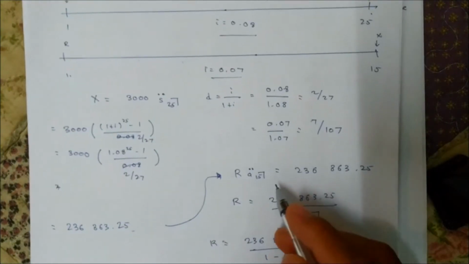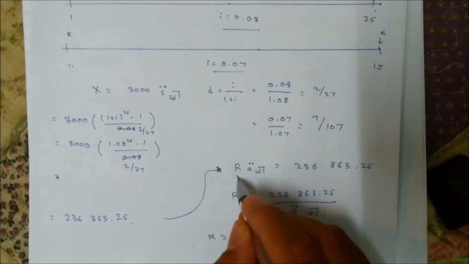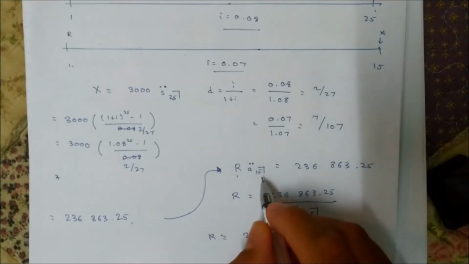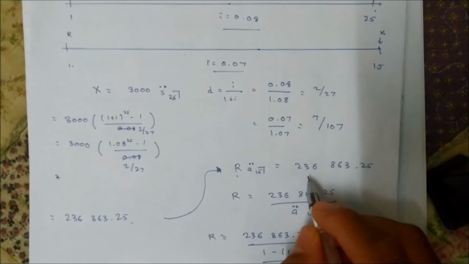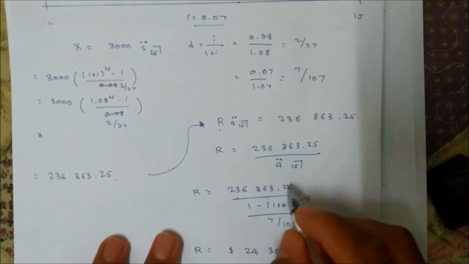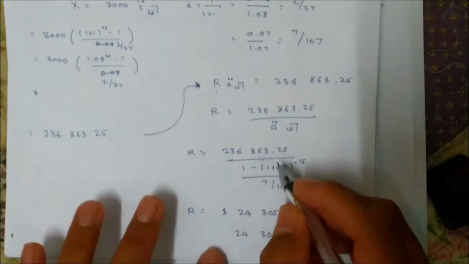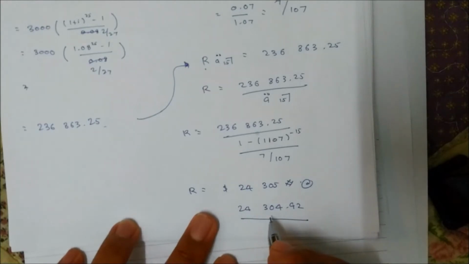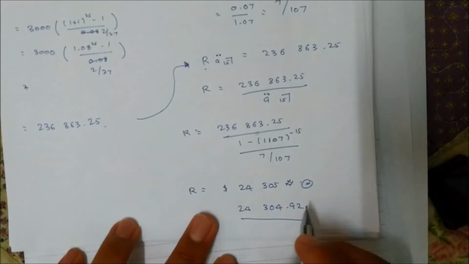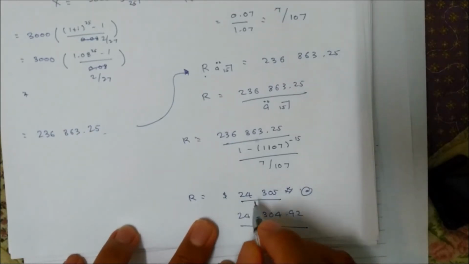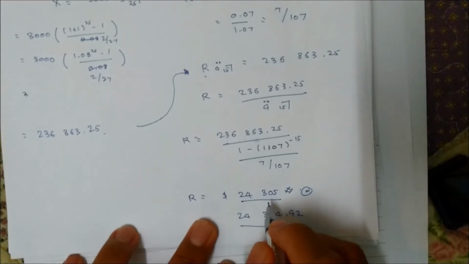So our equation is going to be R, which is the amount of each withdrawal, times a double dot angle 15, which is equal to 236,863.25. Solving the equation here, we finally get $24,304.92. But since the question asks for the nearest dollar, here is our final answer, $24,305.